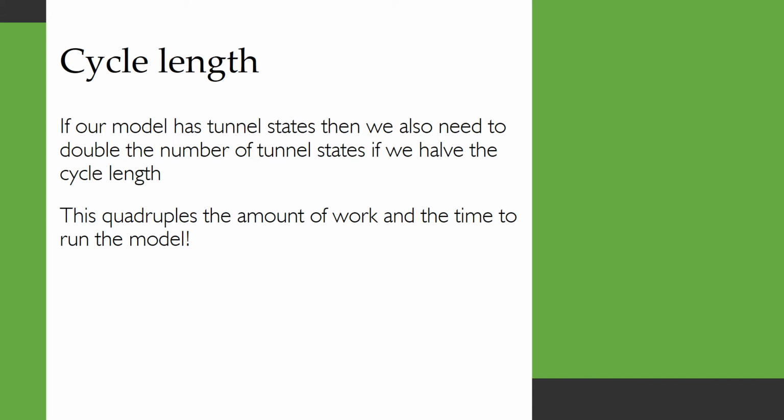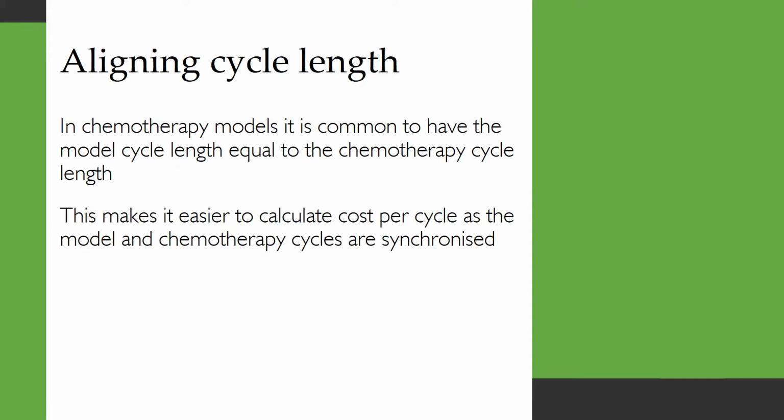If our model has tunnel states, then we also need to double the number of tunnel states if we halve the cycle length. That can potentially quadruple the amount of work and the time to run the model. In chemotherapy models, it's common to have the model cycle length be equal to the chemotherapy cycle length, or any other treatment schedule for similar diseases. This makes it easier to calculate the cost per cycle, because the model and the chemotherapy cycles are synchronized.